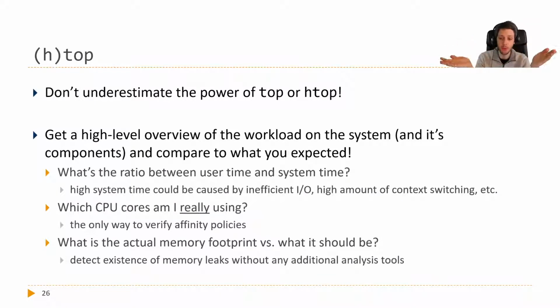Then which CPU cores, for example, are you really using? If you remember, I told you it's quite difficult to check the actual affinity policy that your program is using or that the operating system is using, because you can only set the affinity policy that the operating system should use. Afterwards, you simply need to check which core am I currently running on, and is this the correct one? Because of just how affinity policies work, there's no real way to verify that otherwise.